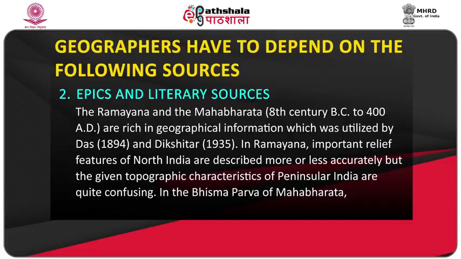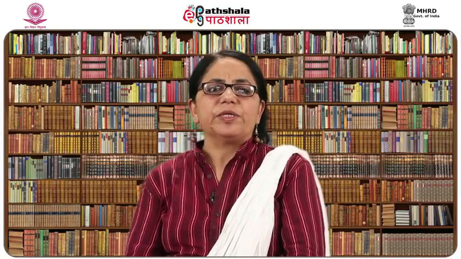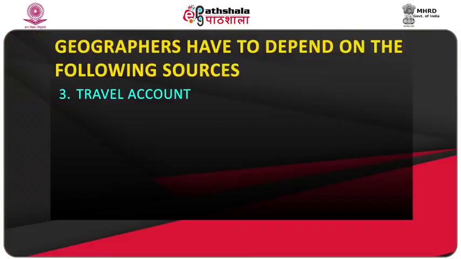In the Bhishma Parva of Mahabharata, Sanjaya narrates the long list of countries, mountains and rivers of that period of India. The works of Kalidasa had also been studied by Law in 1954 and Gupta 1963 to find out further geographical information. Travel account is another source.